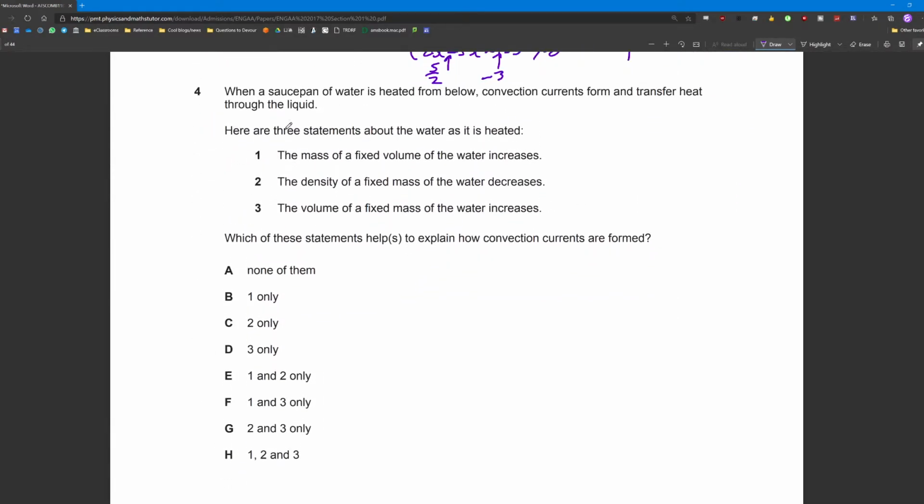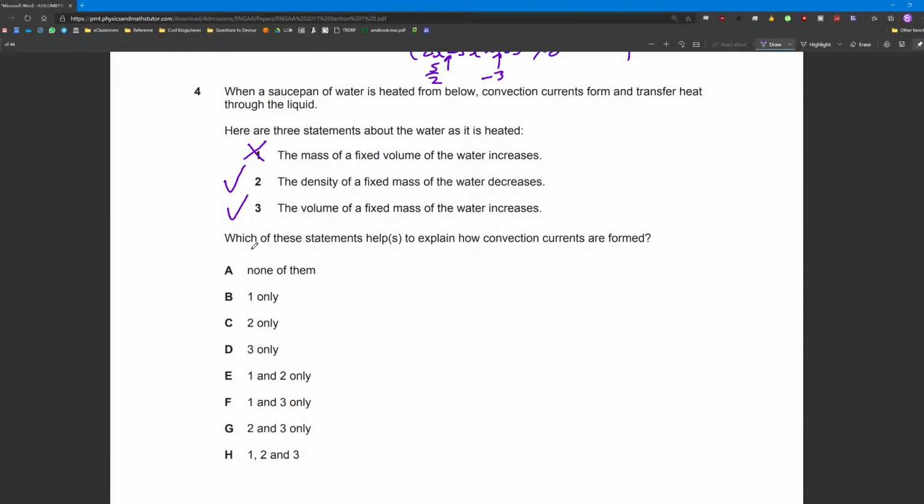Next, when a saucepan of water is heated from below, convection currents form and transfer heat to the liquid. Here are 3 statements about the water as it is heated. The mass of a fixed volume of the water increases. This is just straight up wrong. The density of a fixed mass of the water decreases. Fixed mass, yes, that is technically correct. And the volume of a fixed mass of the water increases. That is also technically correct.